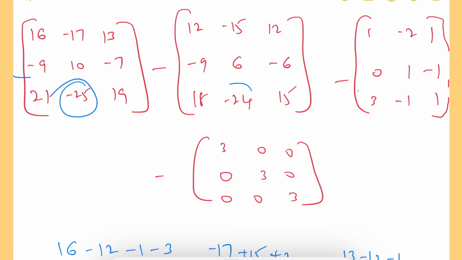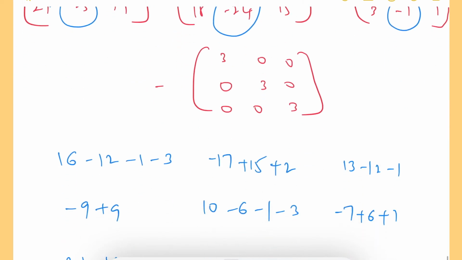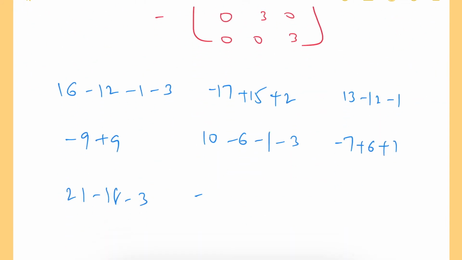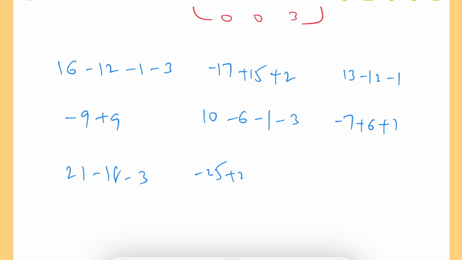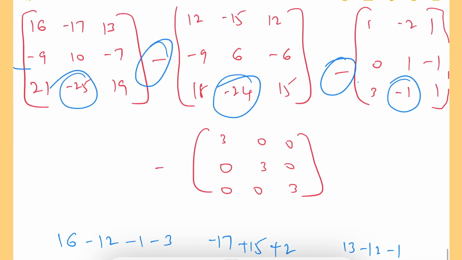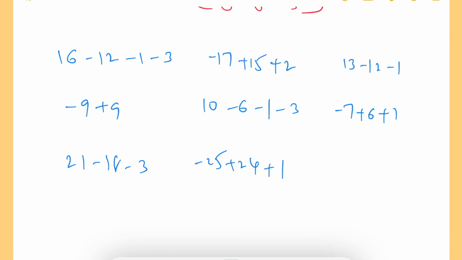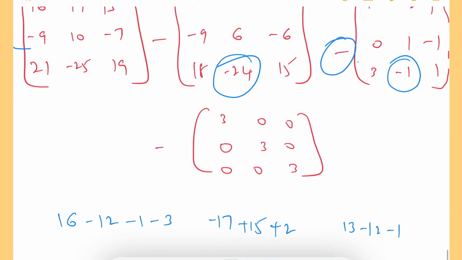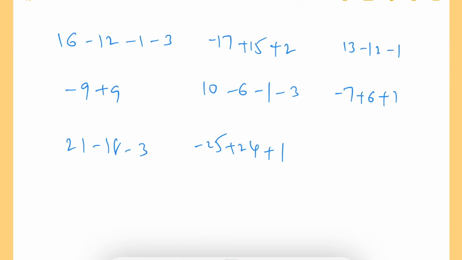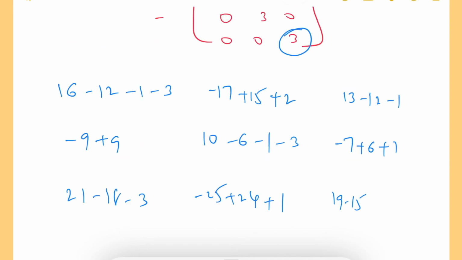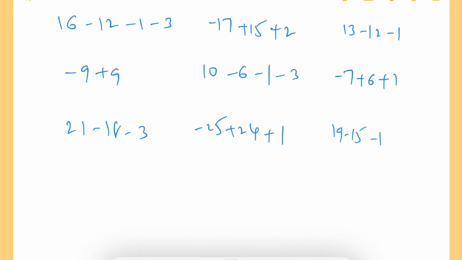Minus 25, minus of minus 24, minus of minus 1. Here 0, 0 doesn't have any problem, so I will remove it completely. So we will get now minus 25, minus of minus 24 plus 24, minus of minus 1 plus 1. Next, last element. 19, 15, 1, 3. So 19 minus 15 minus 1 minus 3. That's it.